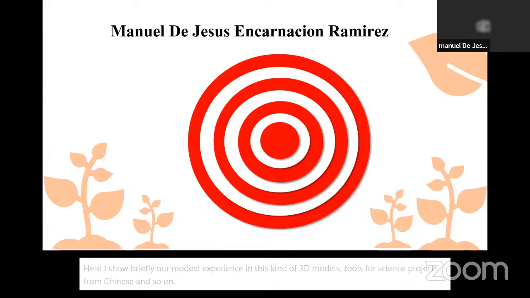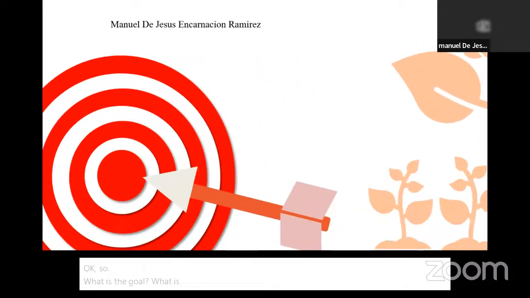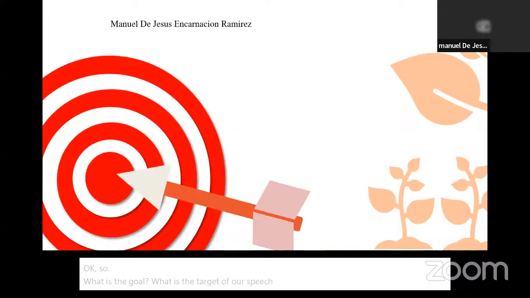Okay, so what is the goal? What is the target of our speech? It is to try to show how all kinds of neurosurgical departments all over the world can produce 3D printing models themselves. Because something we figured out is 3D printing models is not sending a rocket to the moon. Of course not. It's much more simple. I always say, if I can do it, you too.